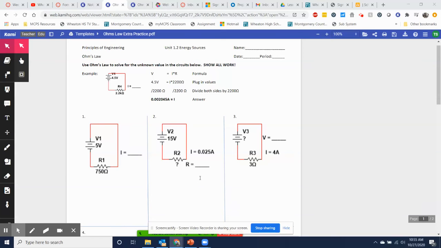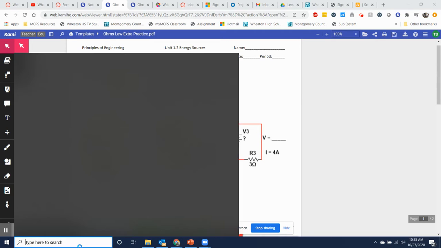Right, so this is how to use Ohm's law to solve for voltage, current, and resistance. What I'm going to do for you is the first example, number 2 here. Ignore this V2 piece. It's just labeling this component, but it says 15V, and that is my voltage, so I'm going to write that down. It also says the current, I, is 0.025 amps, so I'm going to write that down. And it says R is a question mark.